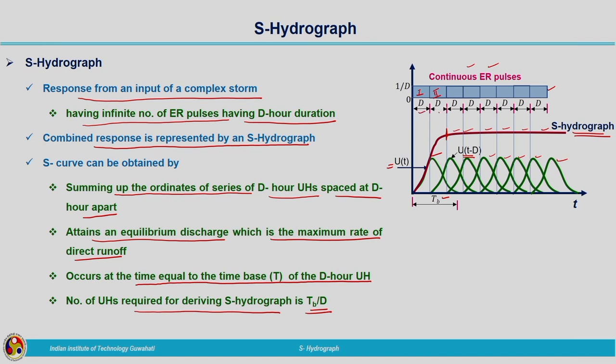So, here we have divided the complex storm into an infinite number of effective rainfall pulses. If we want to plot the S hydrograph, we don't have to consider an infinite number of effective rainfall pulses and their responses. We just have to consider a number equal to TB by D. TB is the time base of the unit hydrograph from 1 centimeter of rainfall having a duration of D, and D is the duration of the effective rainfall. If we know TB and D, we can calculate the number of unit hydrographs required for producing the S hydrograph.